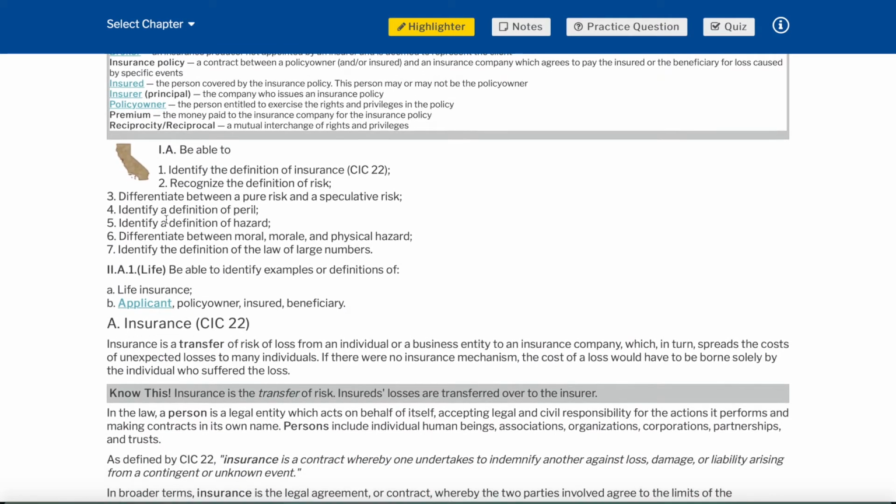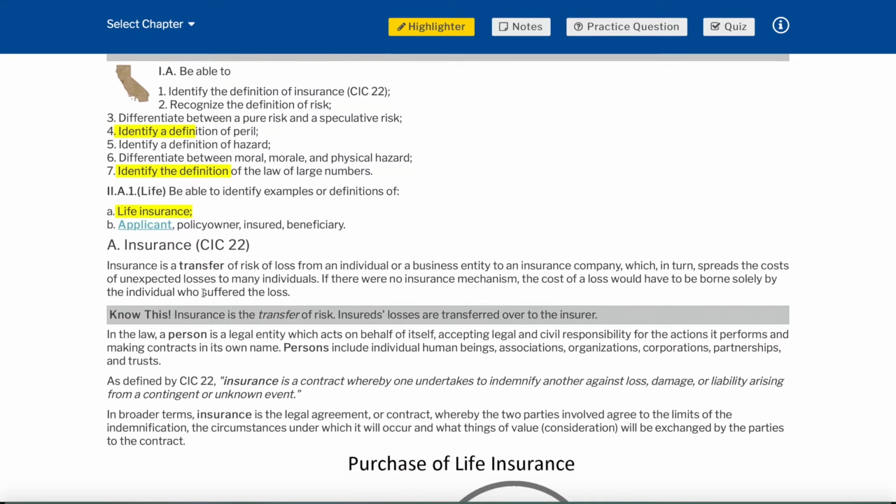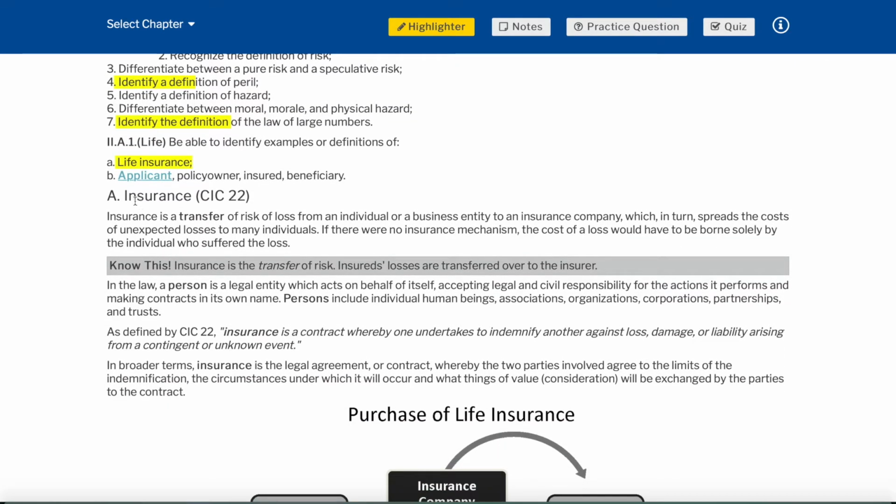1. Be able to identify the definition of insurance, CIC 22. 2. Recognize the definition of risk. 3. Differentiate between a pure risk and a speculative risk. 4. Identify a definition of peril. 5. Identify a definition of hazard. 6. Differentiate between morale and physical hazard. 7. Identify the definition of the law of large numbers. Life: be able to identify examples or definitions of A. Life insurance. B. Applicant, policy owner, insured, beneficiary.